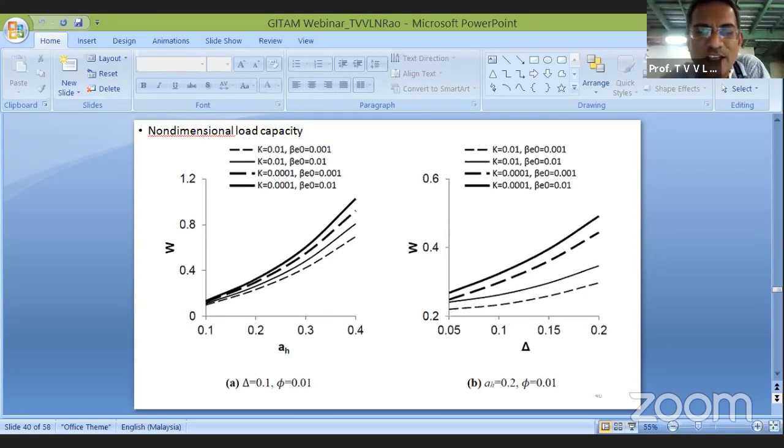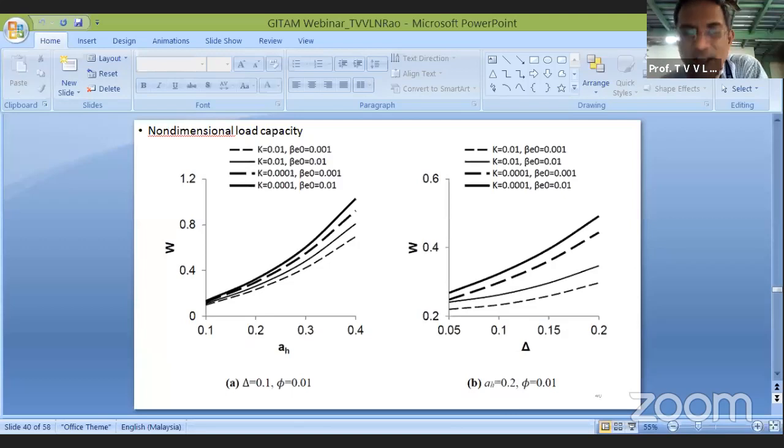AH of 0.1, 0.2, 0.3, 0.4 means the bearing is slightly inclined. As its inclination increases, we could see that the performance is also improving. Delta is a parameter for the thickness of the porous layer: delta is 0.05, very small, and then it increases to 0.1, 0.15, and so on. So we can understand the influence of the electric double layer or the porous layer on the performance characteristics.